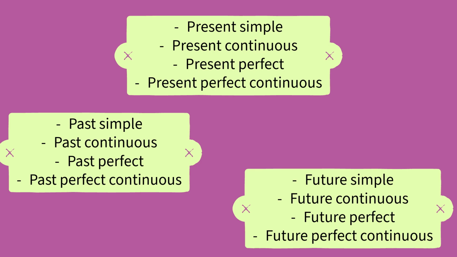Present simple, present continuous, present perfect, present perfect continuous. Then we have past simple, past continuous, past perfect, past perfect continuous. And we also have future simple, future continuous, future perfect, future perfect continuous.